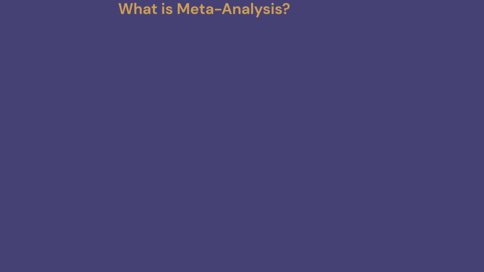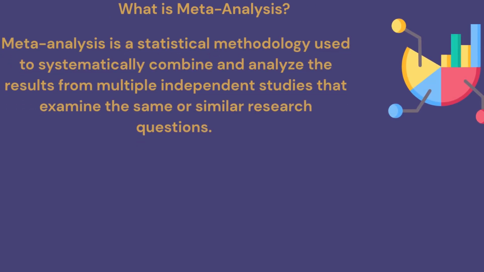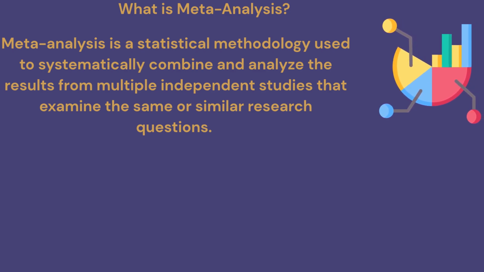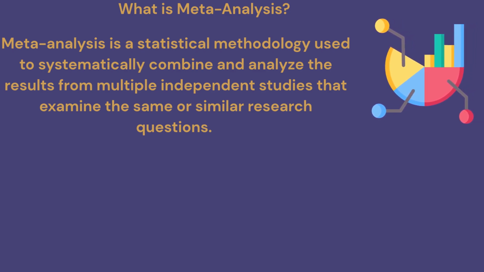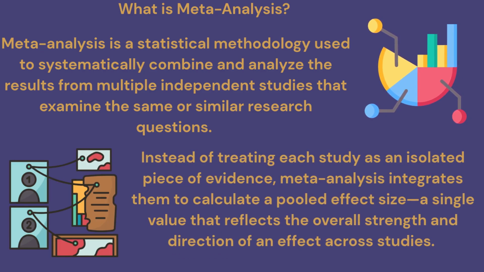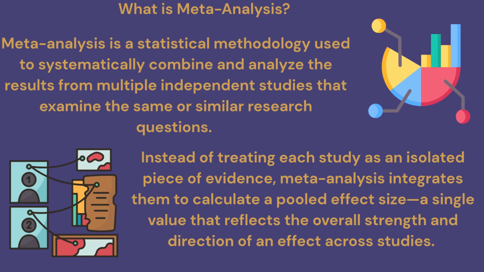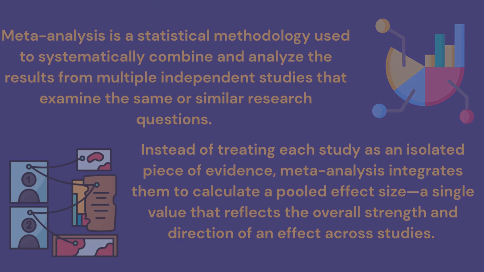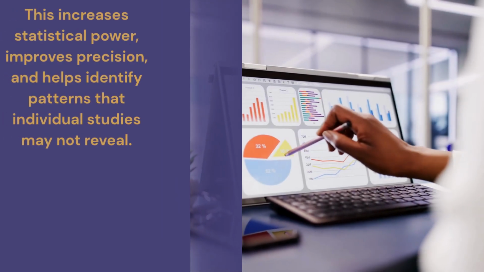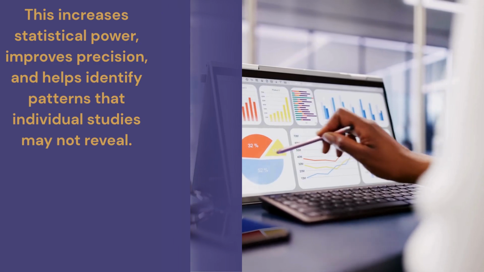What is meta-analysis? Meta-analysis is a statistical methodology used to systematically combine and analyze the results from multiple independent studies that examine the same or similar research questions. Instead of treating each study as an isolated piece of evidence, meta-analysis integrates them to calculate a pooled effect size, a single value that reflects the overall strength and direction of an effect across studies. This increases statistical power, improves precision, and helps identify patterns that individual studies may not reveal.